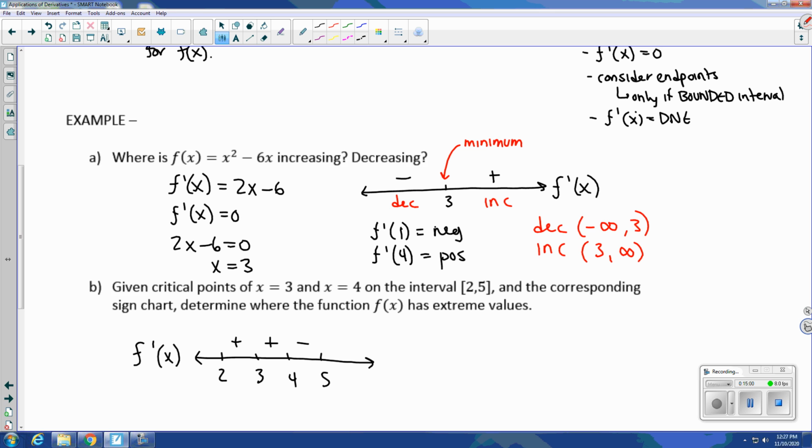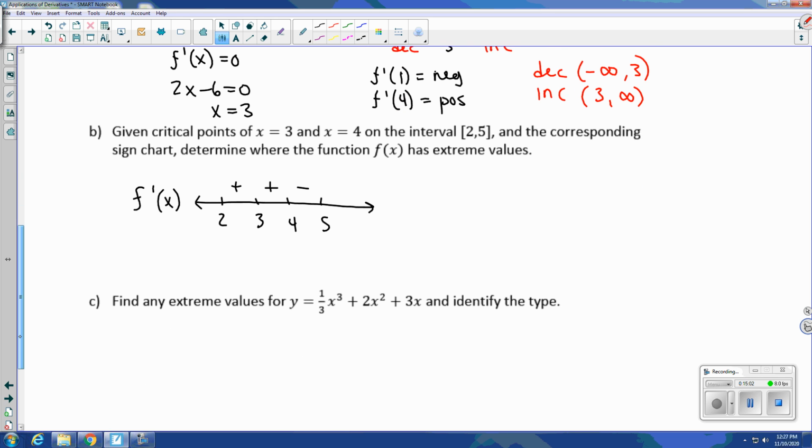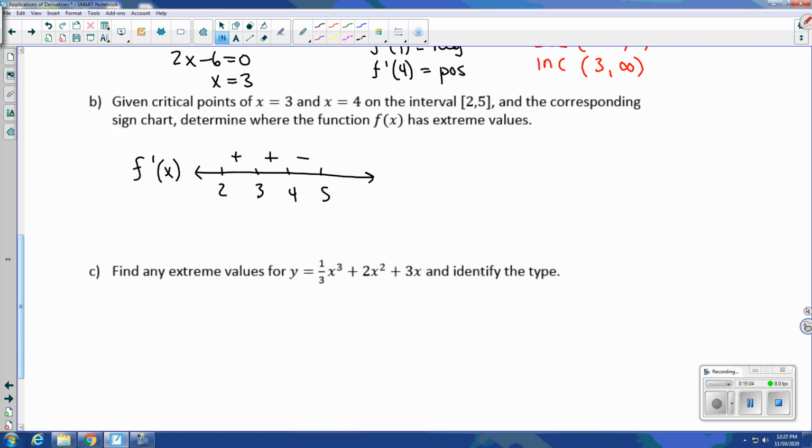Next question. If we were already given the critical points of 3 and 4, and this function is working on a closed interval from 2 to 5, this notation means the interval is bounded from 2 to 5, with 2 and 5 being included in the interval, therefore 2 and 5 are now critical points.